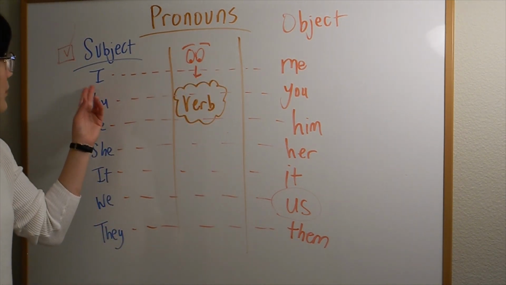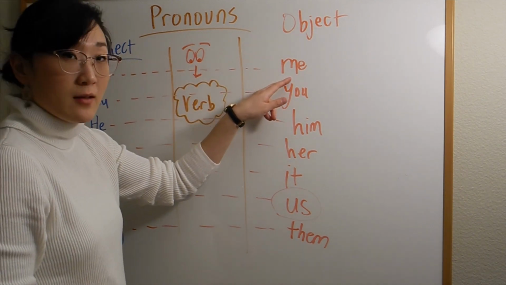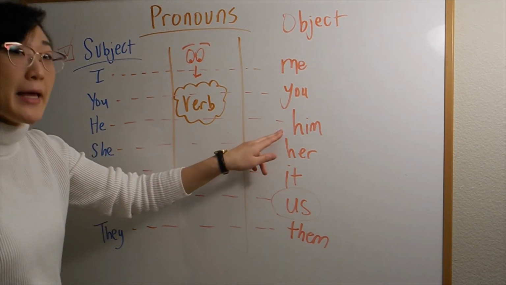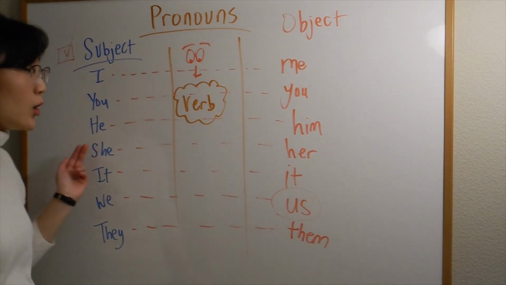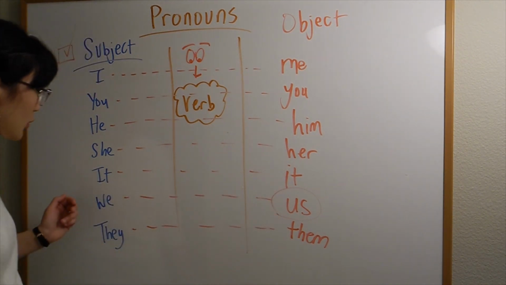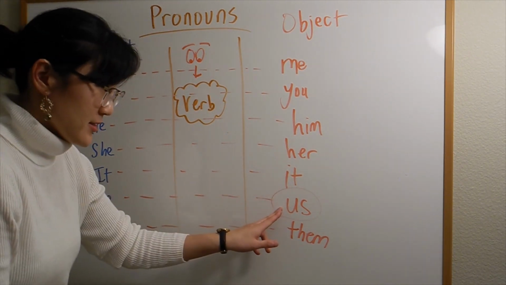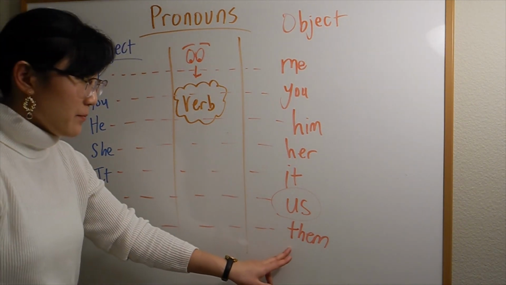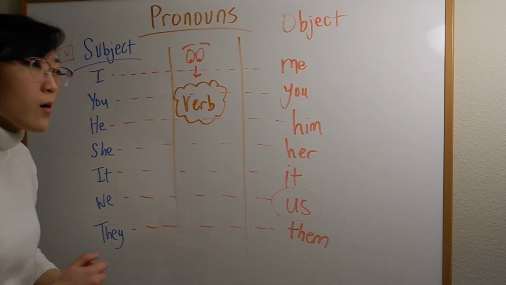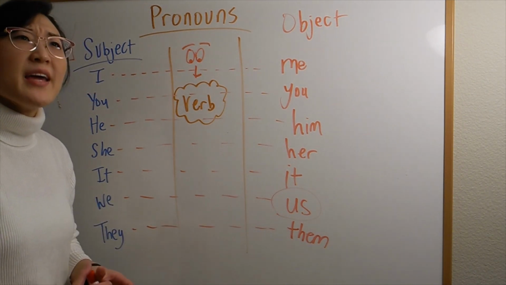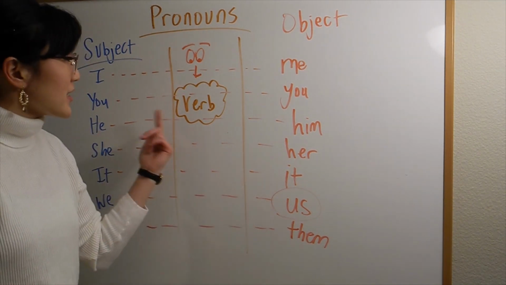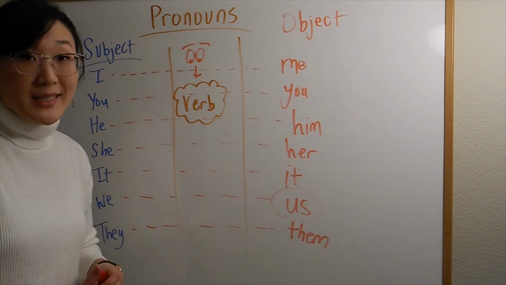You need to look for the verb. After the verb, I changes to me. You is the same, you. He, him. She, her. It, it. We, us. They, them. A lot of students have problems with this. They say, oh, I like us. Oh, I like we. Us is because it's after the verb, right? We need to be careful.